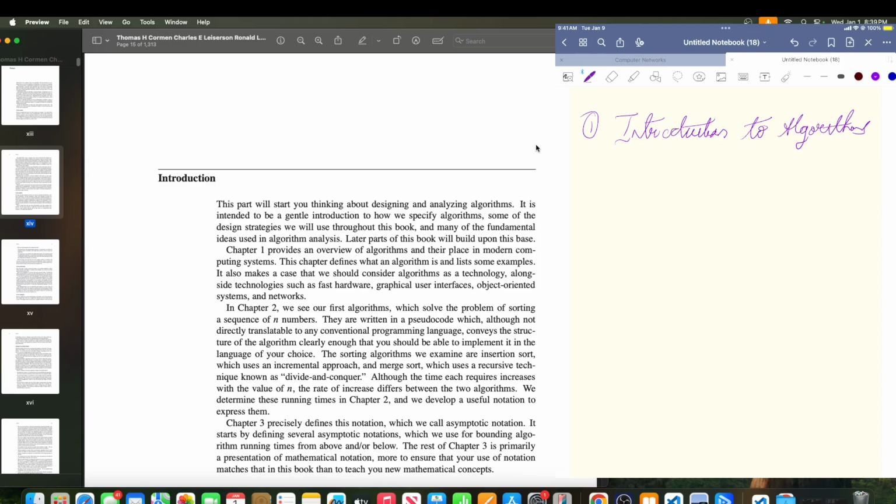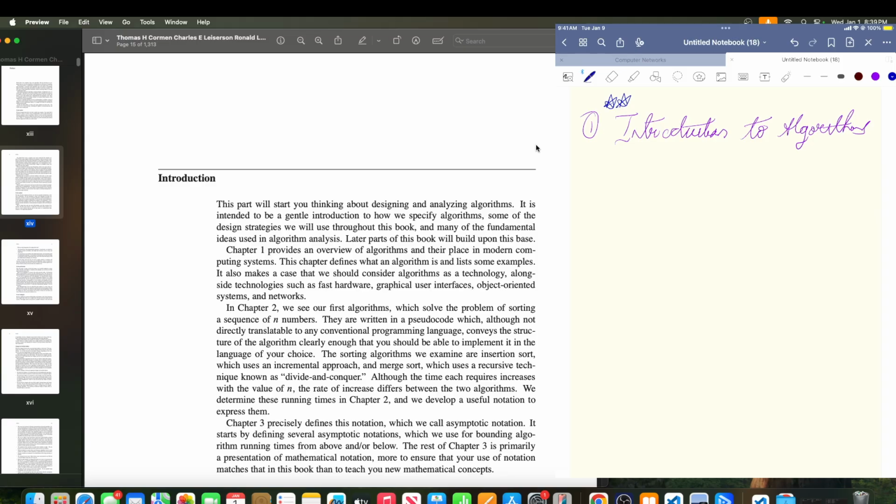In this part, we'll start you thinking about designing and analyzing algorithms. It is intended to be a gentle introduction to how we specify algorithms, some of the design strategies we will use throughout this book, and many of the fundamental ideas used in algorithm analysis. Later parts of this book will build upon this base. This is a very important thing.